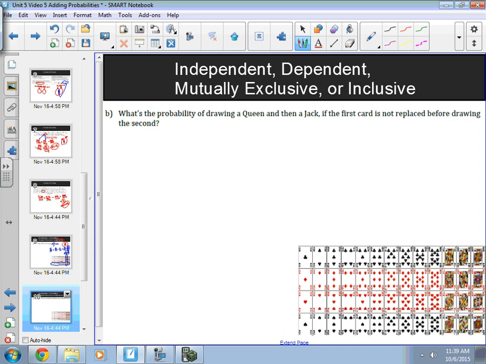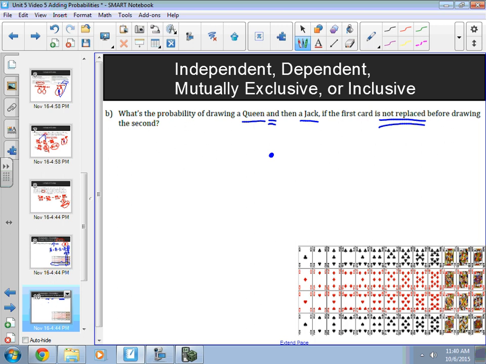All right, let's look at another one. What's the probability of drawing a queen and then a jack if the first card is not replaced before drawing the second? Okay, well, this is not an or problem. We see the word and in here. We should be thinking multiply on this one. Anytime it's an and problem, we're going to multiply.